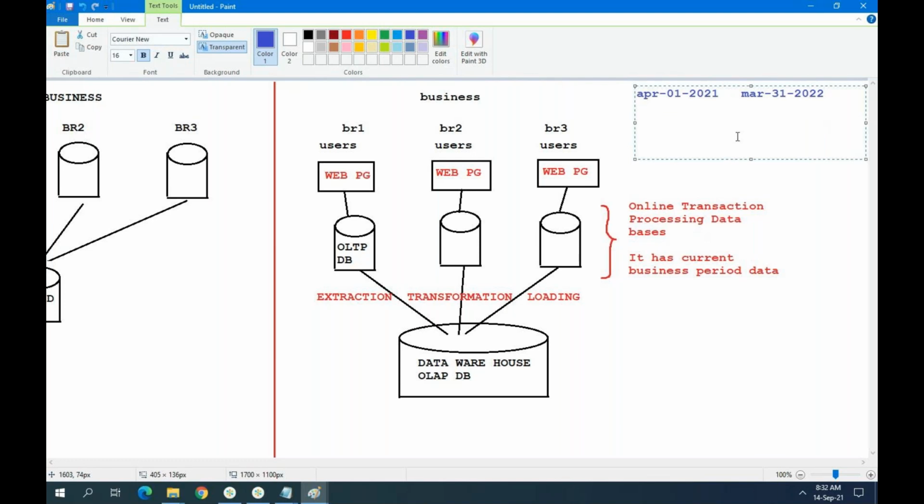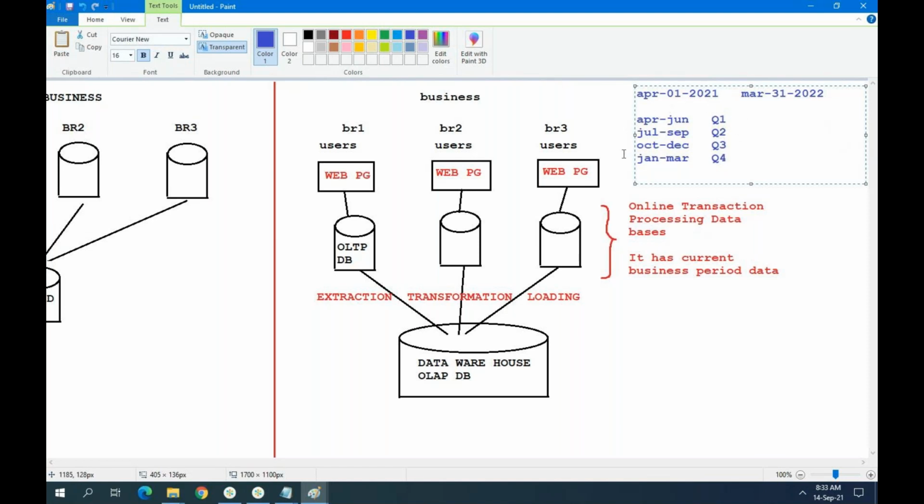So what is the first business period? April, May, June. April to June is called quarter one. And July, August, September. July to September is quarter two. And October to December is quarter three. And finally, January to March is quarter four. These are known as business periods.